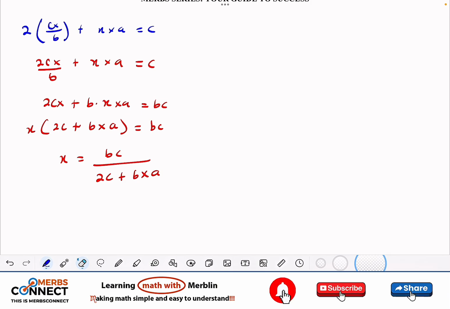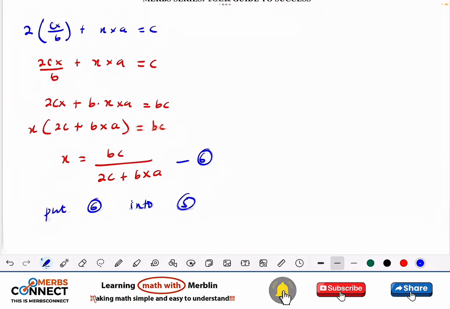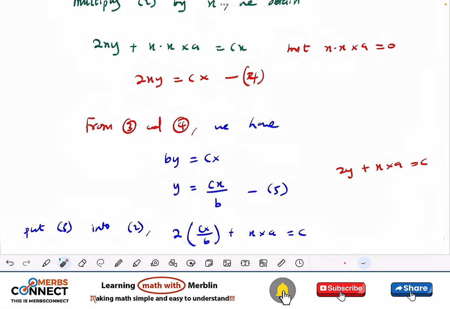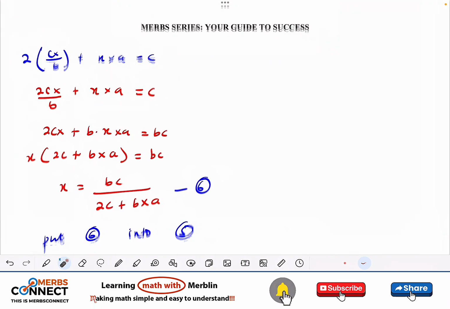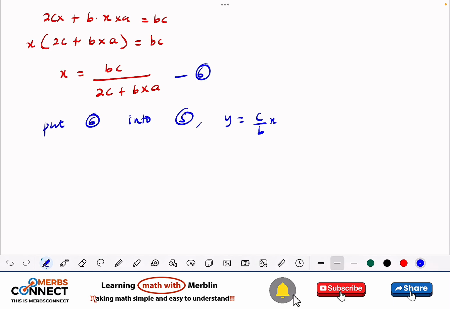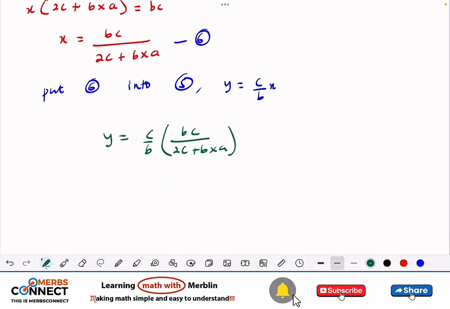Now that I have this, let me call this one equation 6. I'm going to put equation 6 into equation 5. What is equation 5? Equation 5 is where we make y the subject. So we said y is equal to cx over b. So we know that y is equal to c over b times x, right? So basically we just put it in and then we are done. So y will be equal to c over b times bc divided by 2c plus b cross a, and boom.